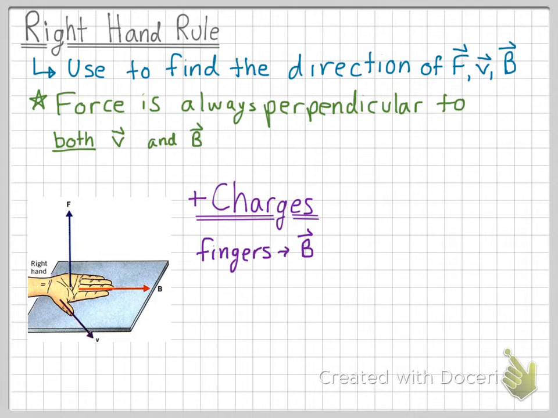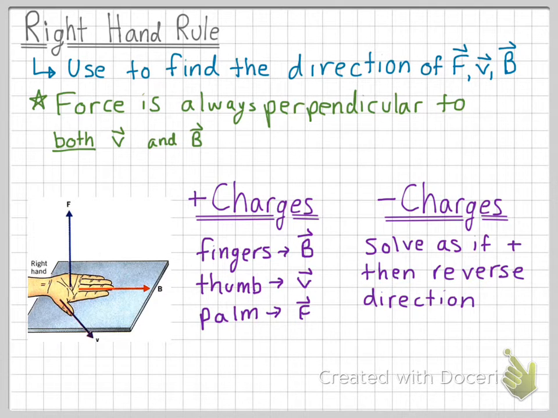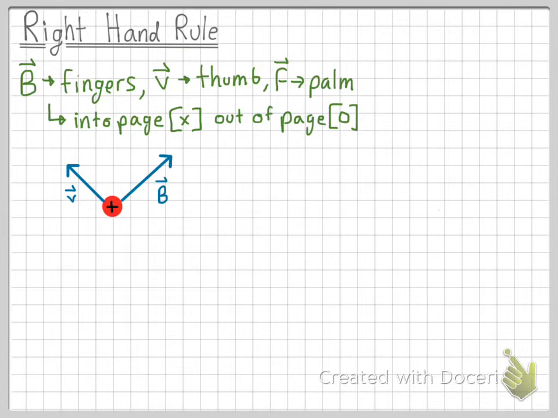So for a positive charge, we're going to align our fingers with the magnetic field, our thumb with the velocity, and the palm with the force. And for a negative charge, you solve as if it was a positive charge and reverse the directions. So let's do a few examples so you feel familiar with the process. And just as a reminder, that is what variables go with what part of your hands.